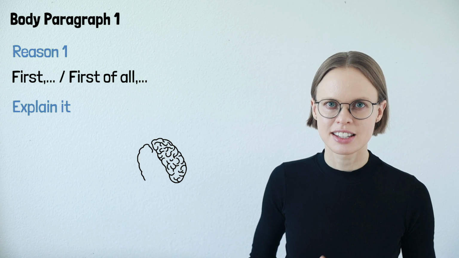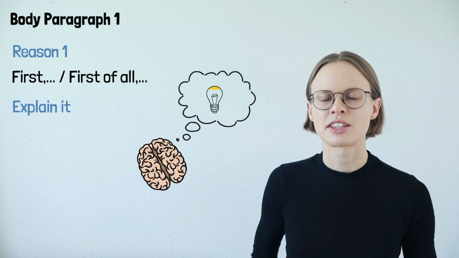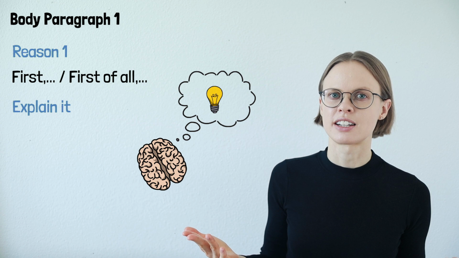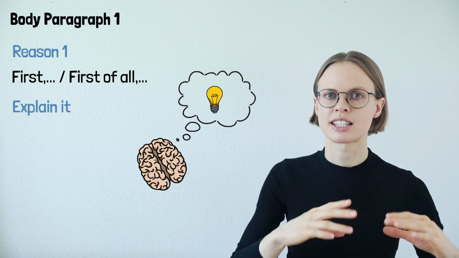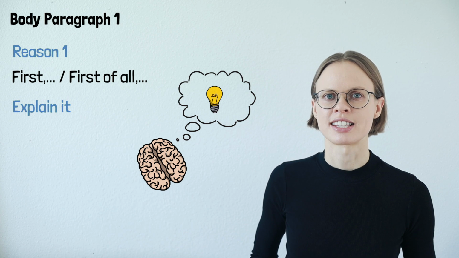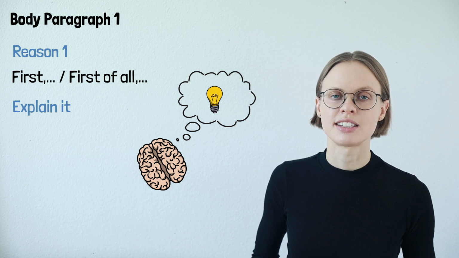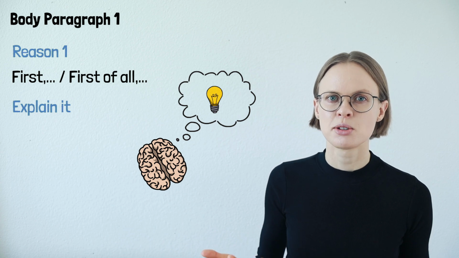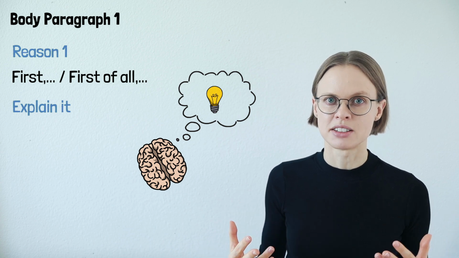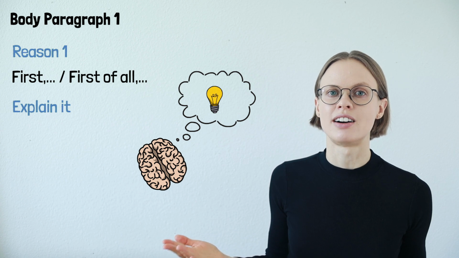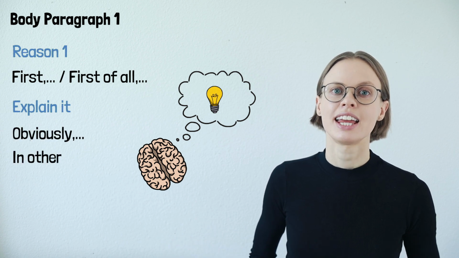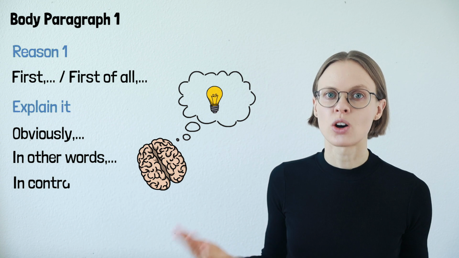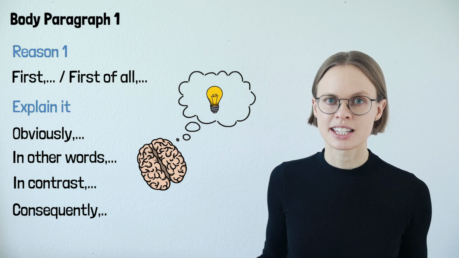To make this easier, I started to think about transitions that I can use at the beginning of a sentence that trigger ideas. I will show you these transitions now, and then I will explain to you how you can use these transitions to explain your reason better. The transitions I used are obviously, in other words, in contrast, and consequently.